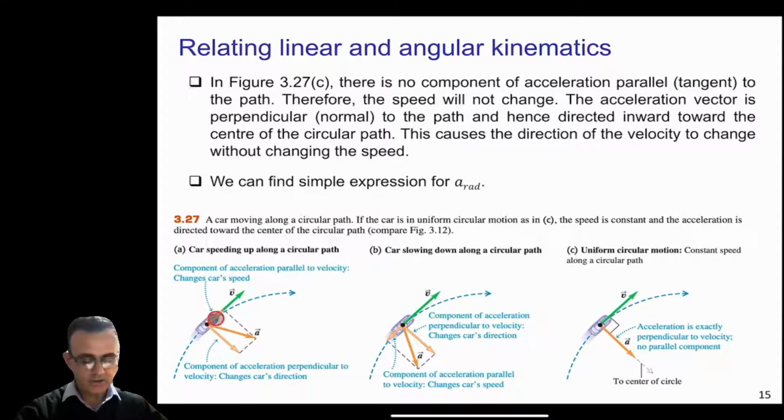Now the tangential component here is in the direction of the velocity, which means that the velocity is increasing. In this case, the tangential component is in the opposite direction to the velocity, so the speed of the car is decreasing. And in this case, there is no component of acceleration in the velocity direction, so the speed of the car is not changing. The only component here is the radial component, which will change the direction of the velocity.